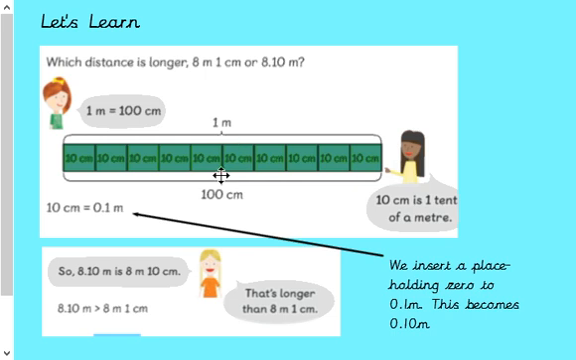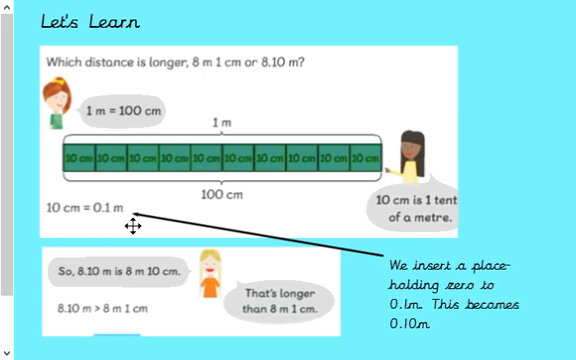Now the big question here is we're looking at 10 centimeters. Now 10 centimeters is 1/10 of a meter. And if you think back to our decimal work, 1/10 was the same as 0.1. So we can say that 10 centimeters equals 0.1 meters. Okay, 0.1 meters.